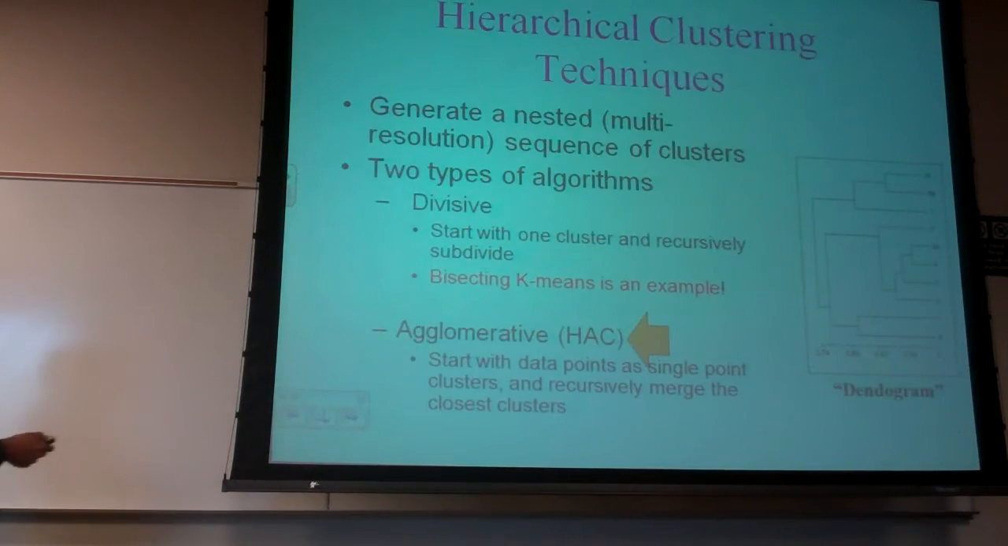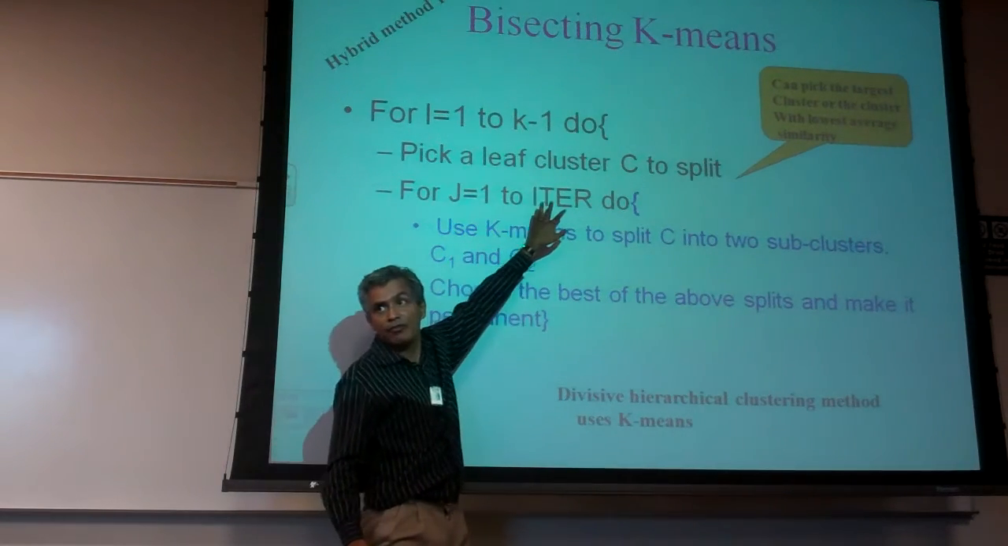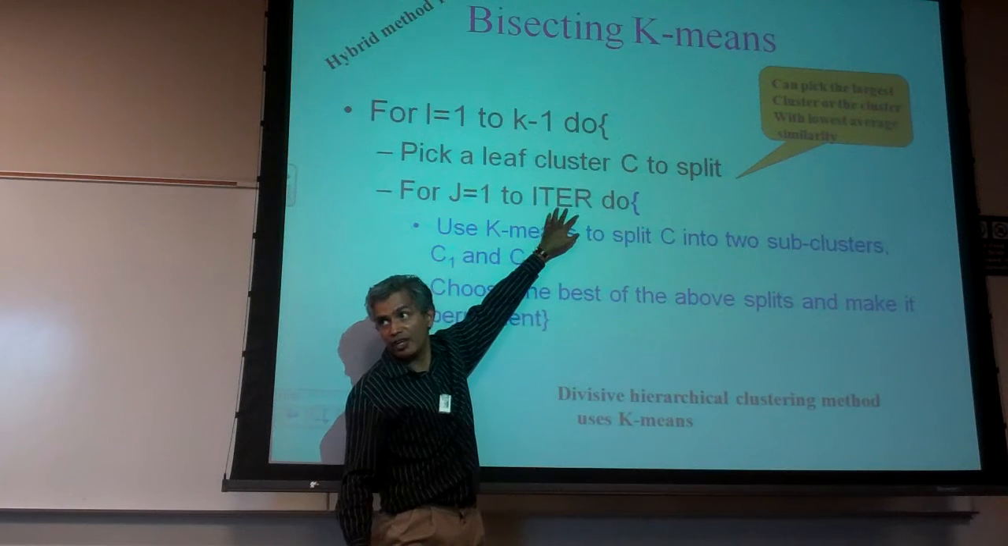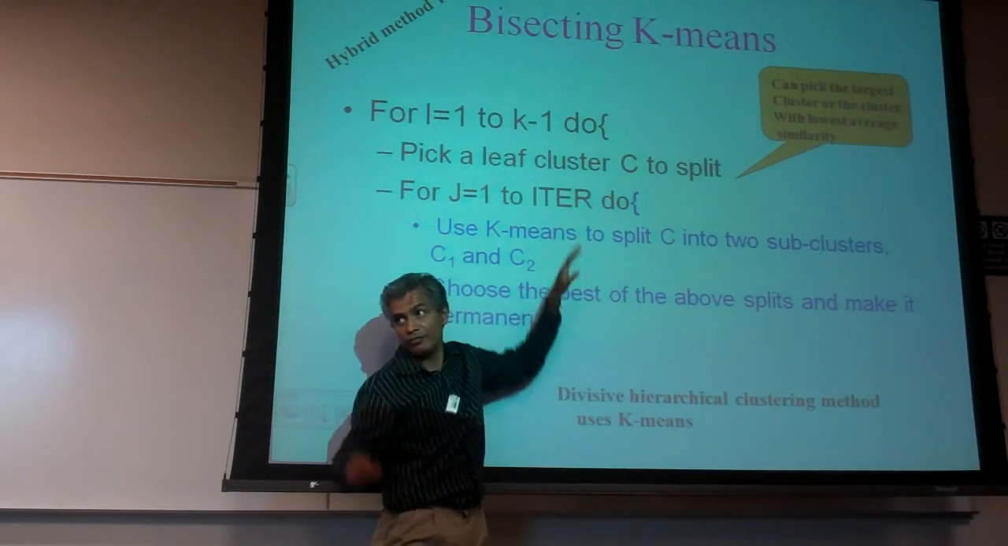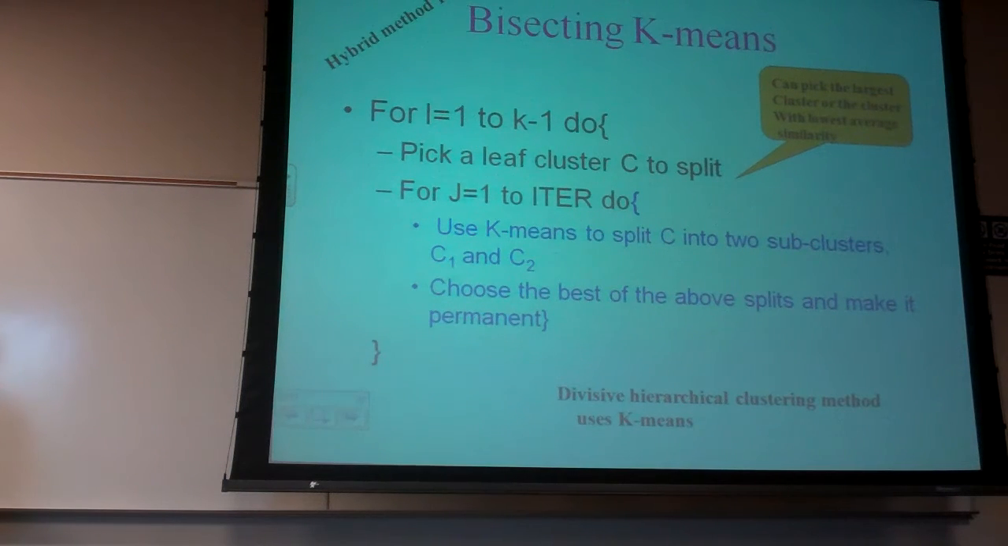Yes? When we are bisecting, how many trials are we going to use to get the best? You basically pick the best; 3 is better than 2. In this example, we are just saying j equal to 1 to number of iterations, and that's just an input. The bigger that is, the more time you're going to take, but you're likely to get a better, more optimal cluster.